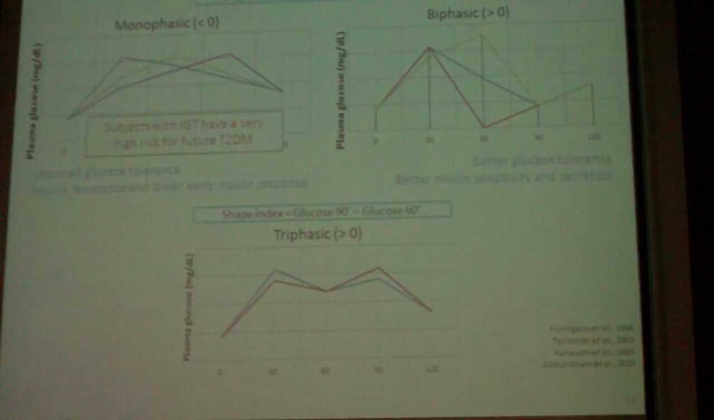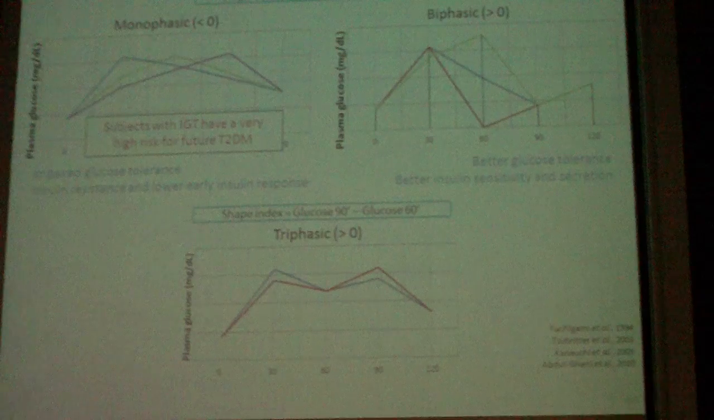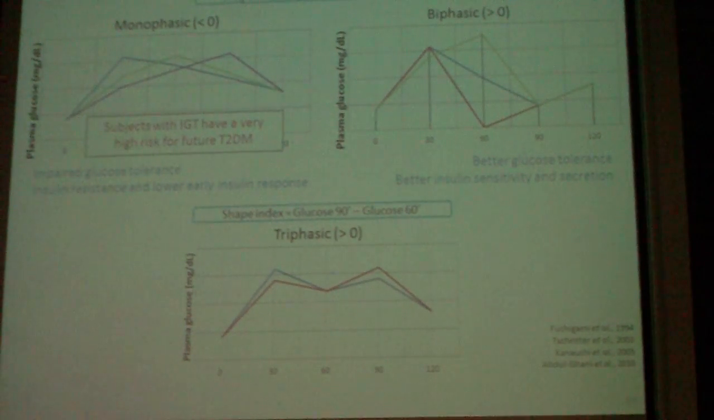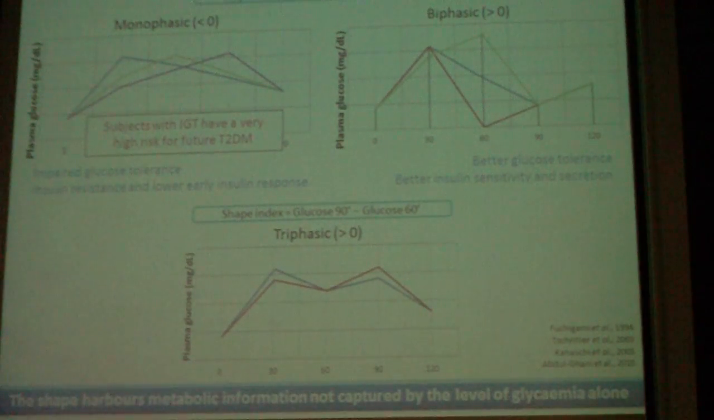Then they saw indeed that subjects with impaired glucose tolerance had a very high risk to develop future type 2 diabetes, and most of the subjects had a monophasic form. So monophasic was more the pattern in impaired glucose tolerance, but also subjects with insulin resistance or lower early insulin secretion had especially a monophasic shape. And adults with, for example, a biphasic shape had a better glucose tolerance, better insulin sensitivity, and better insulin secretion, and also adults with a triphasic shape had a better metabolic health, for example. But in obese children, we didn't know yet.